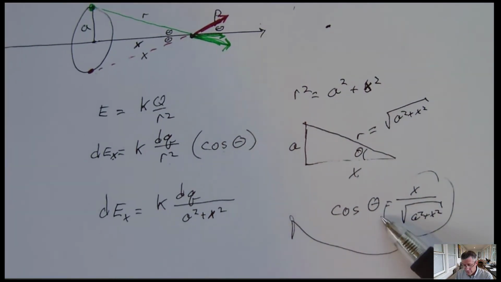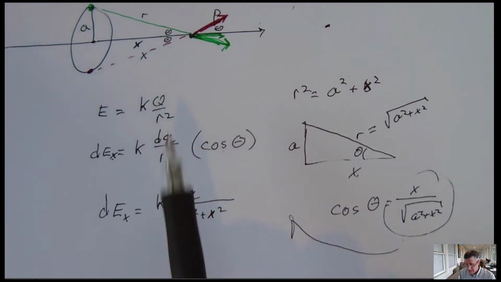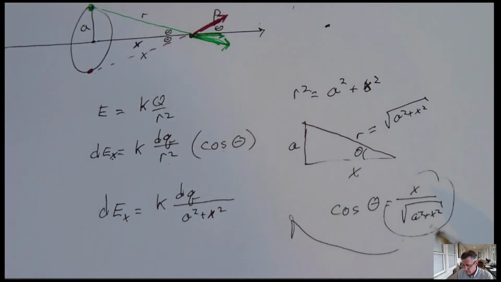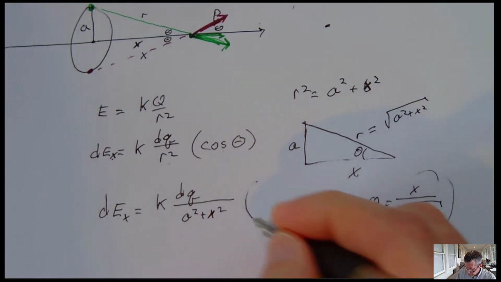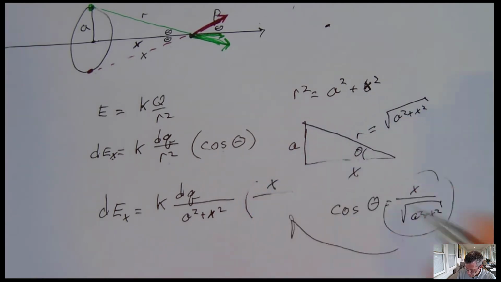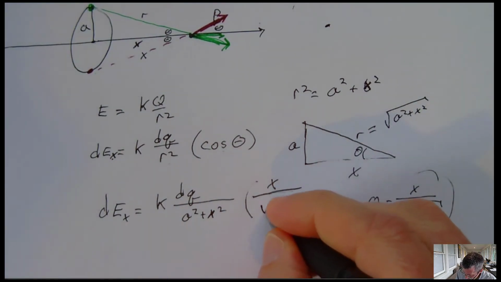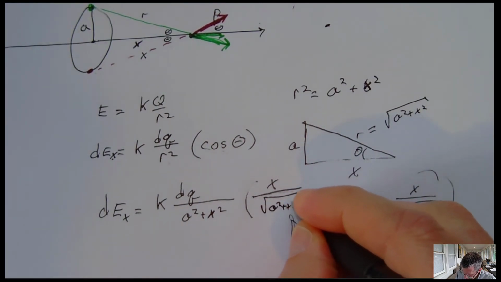If my angle is changing, and in this case my angle is changing as I change my value for x, I need to get it in terms of some geometric function like this, and this shows up several times. So I'm going to multiply it by my function for cosine, which is going to be this. I'm losing my pen. Here's a pen. Okay. So the square root of a squared plus x squared.